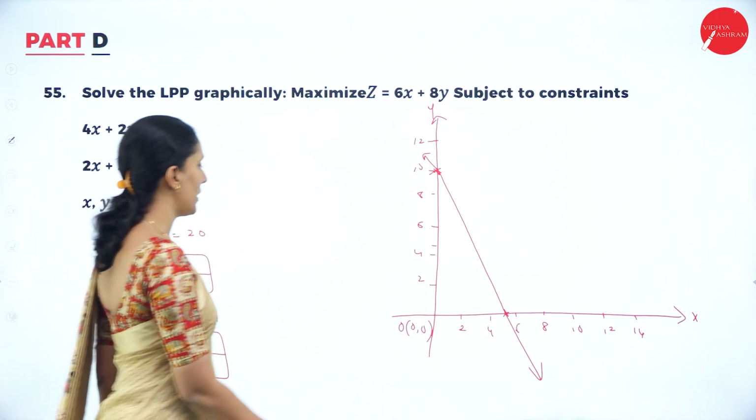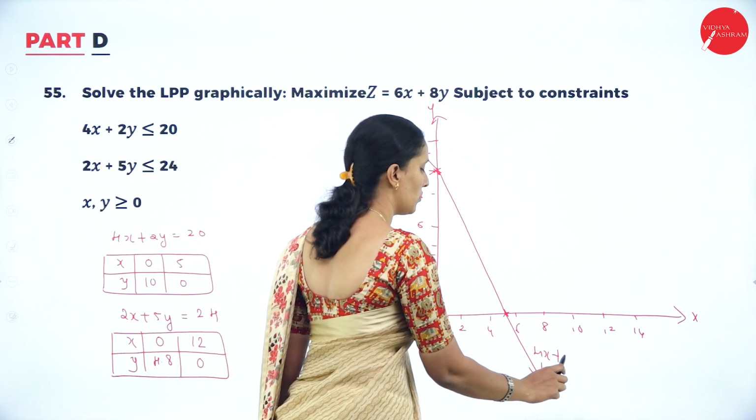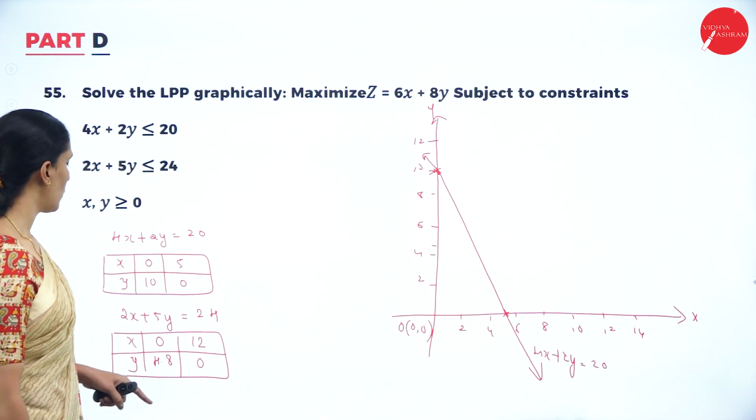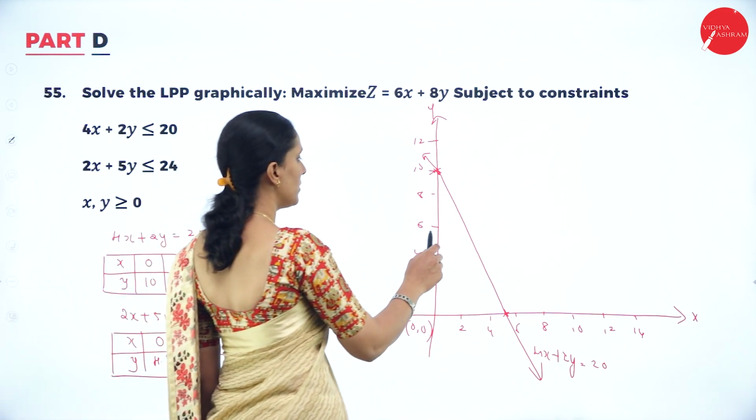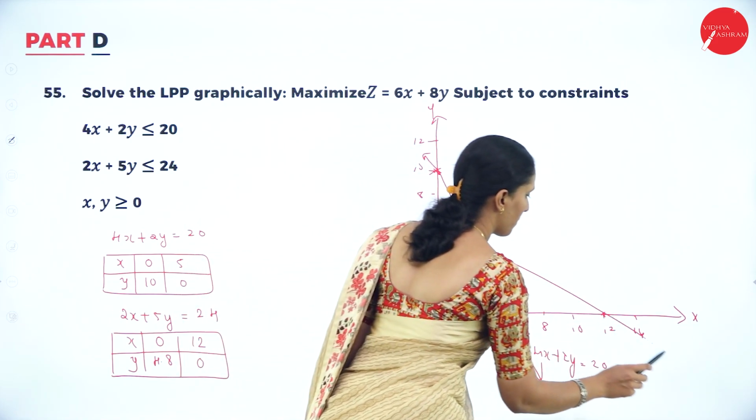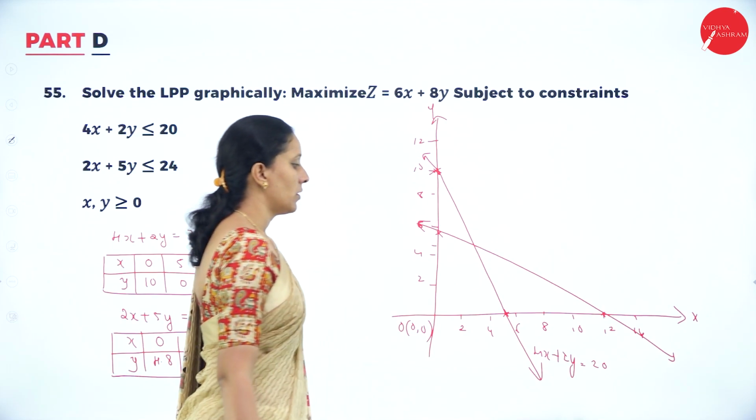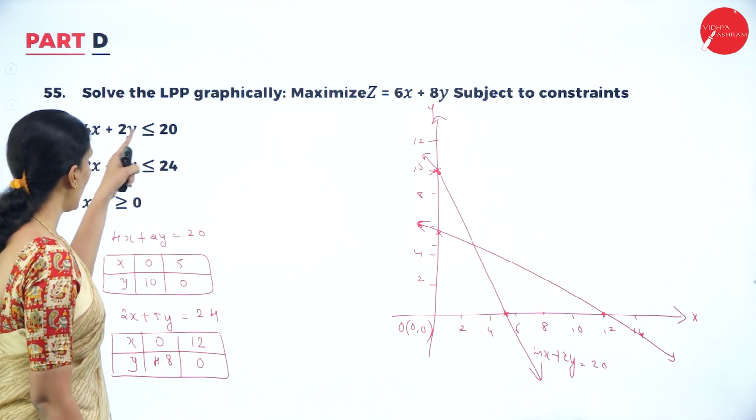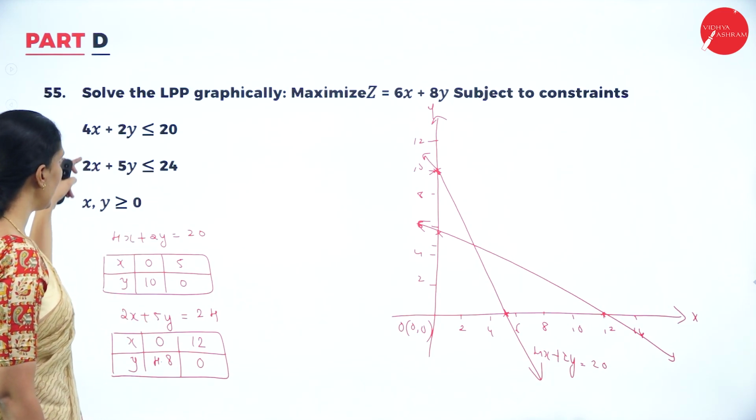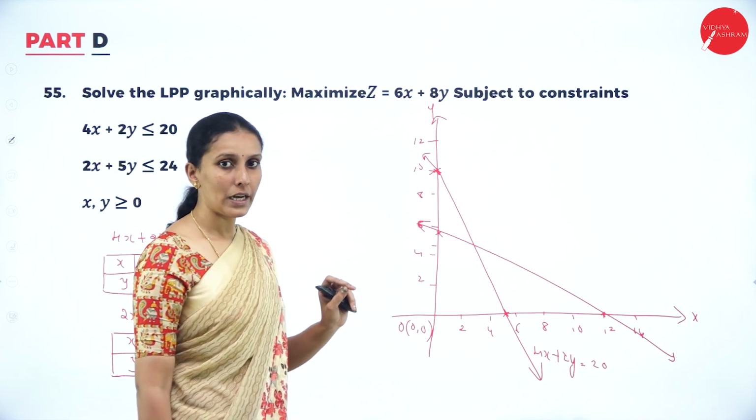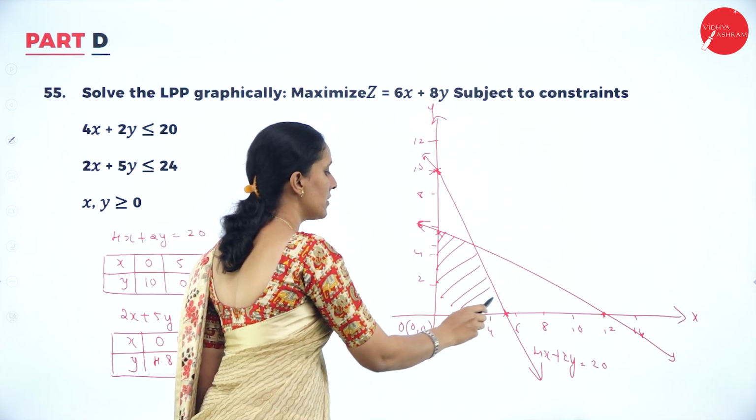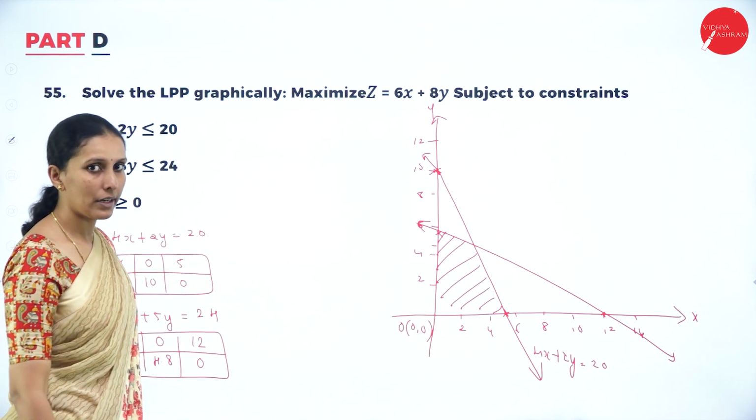The equation of that line is 4x plus 2y is equal to 20. Next we have 2x plus 5y is equal to 24, that is 0, 4.8 somewhere here, and next we have 12, 0. So on solving this, we have less than or equal to 20, less than or equal to 24. From these linear inequalities and from the graph, we can clearly see the region, which is a quadrilateral, is the solution region for the given set of linear inequalities.